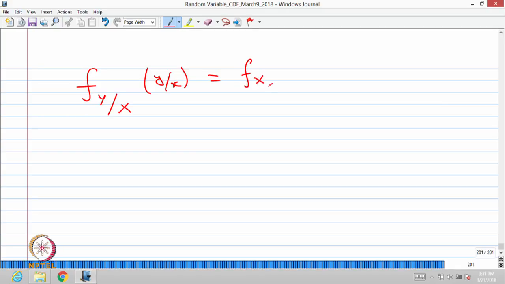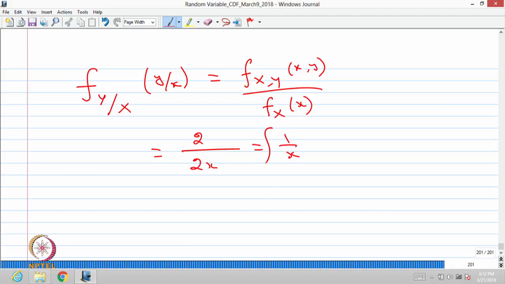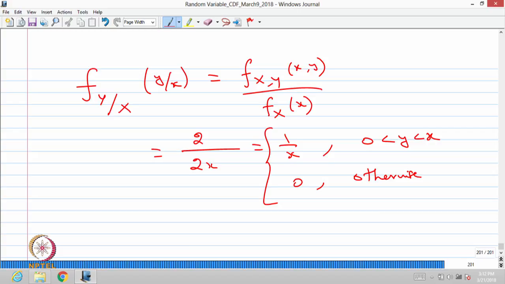Again I write the same definition: joint divided by marginal of x. The joint is 2 and the marginal is 2x, so simplification will give 1 by x. So, this is 1 by x when y lies between 0 and x, 0 otherwise. In this, you have to treat x as a constant and y as a variable, where y lies between 0 and x. The conditional probability density function of y given x is 1 by x.